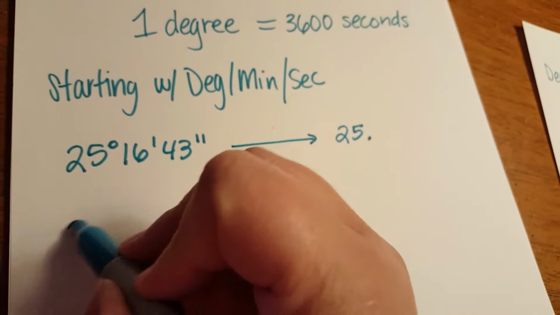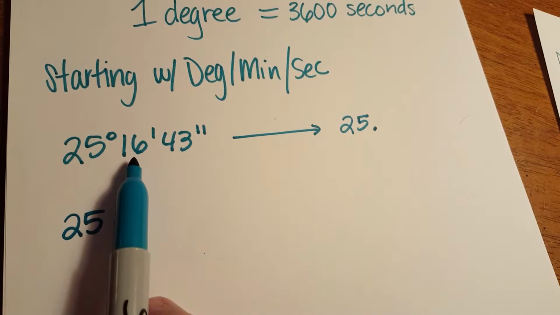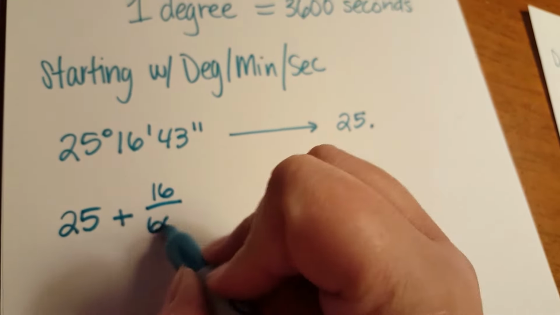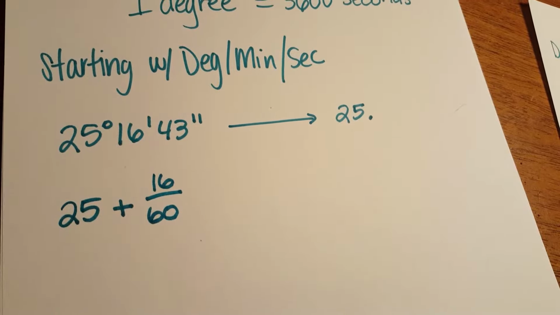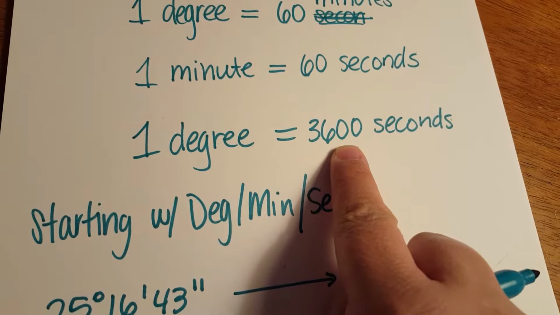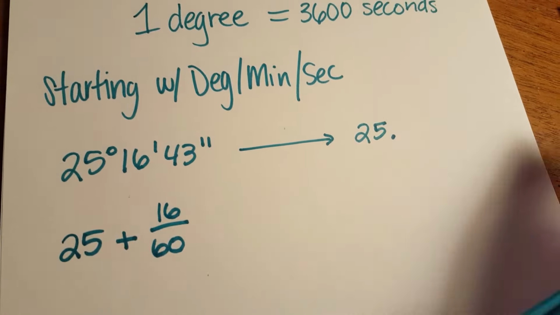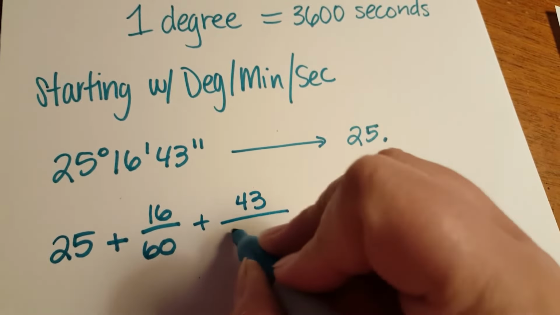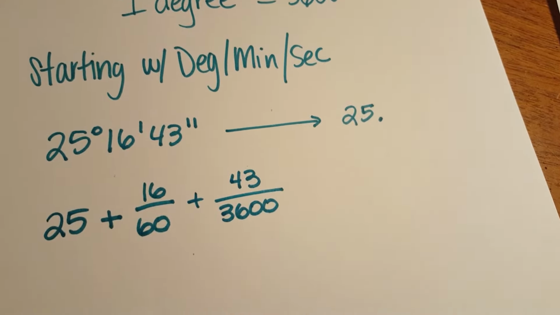This is 25 whole degrees. Plus, we said there are 60 minutes in 1 degree. So this is 16 over 60, 16 sixtieths of a degree. And then remember, we said that there are actually 3,600 seconds in 1 degree. And we're trying to go straight from all of this into degrees. So we're going to say plus 43 3600ths of a degree. And then I'm going to do that in my calculator.